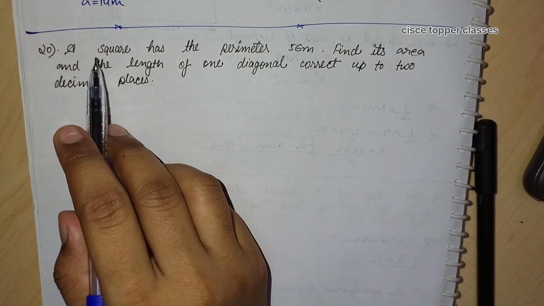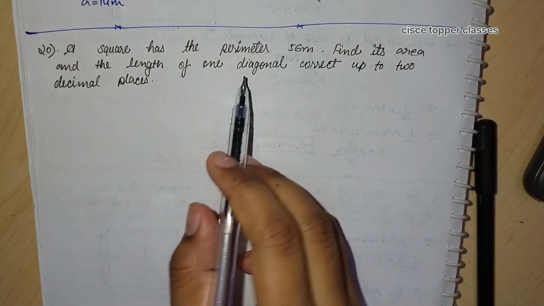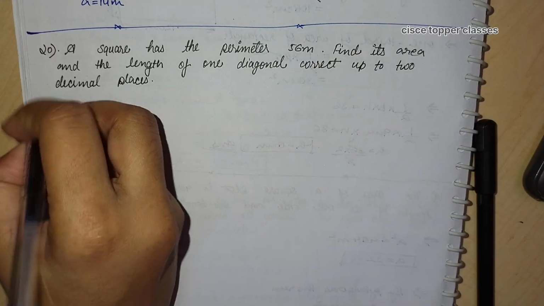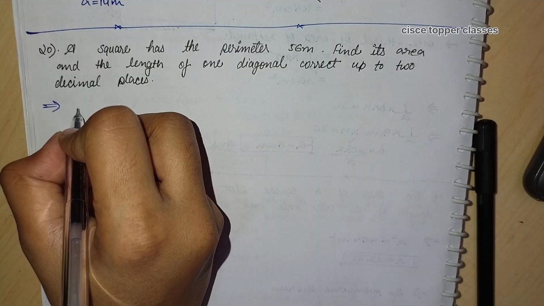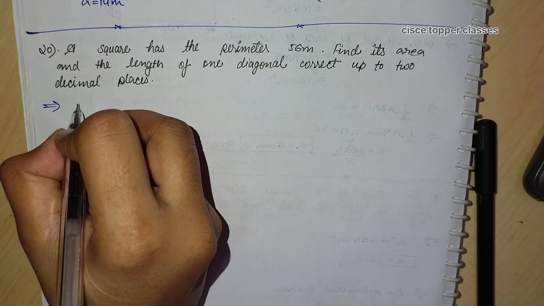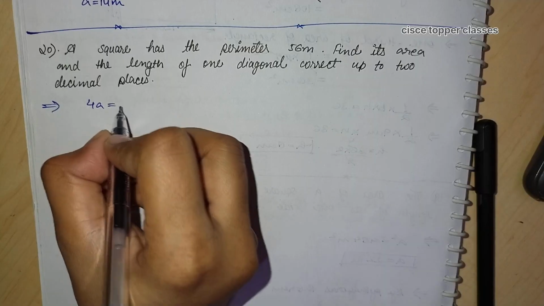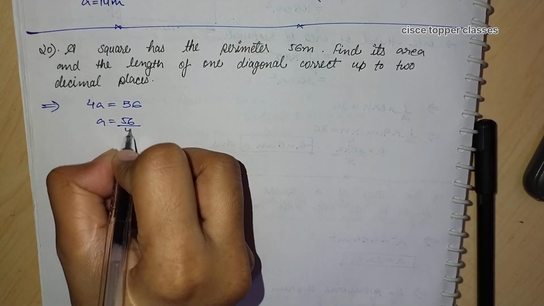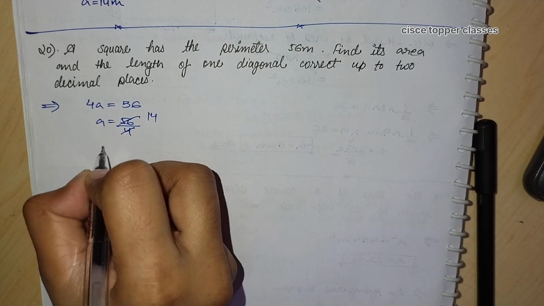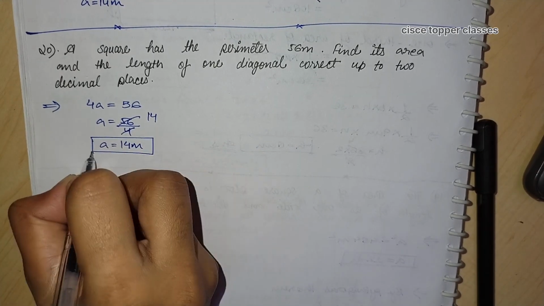Let us solve your 20 question. A square has the perimeter 56 meter. We have to find its area and the length of one diagonal correct up to two decimal places. To find the area, firstly we'll find the side, and from that only we can find the area. So here the perimeter formula for a square is 4a. So it will be equal to 56 because this is the perimeter, means 56 divided by 4 is equal to the side. So 14 meter is the side here of this square.